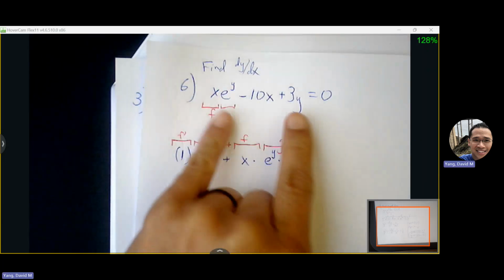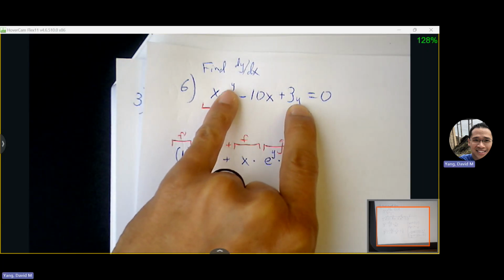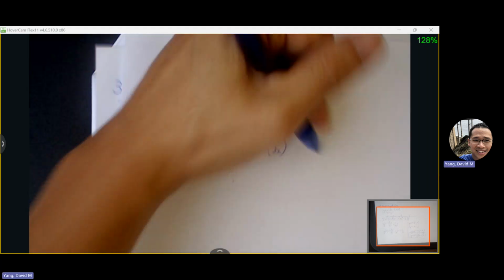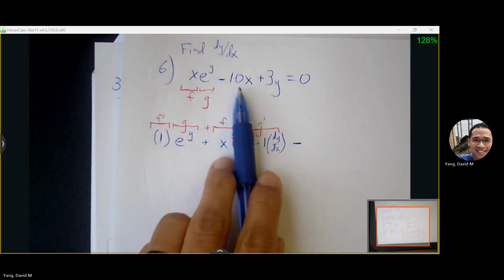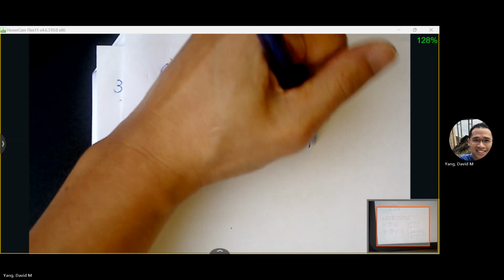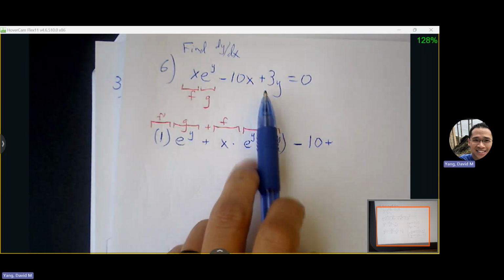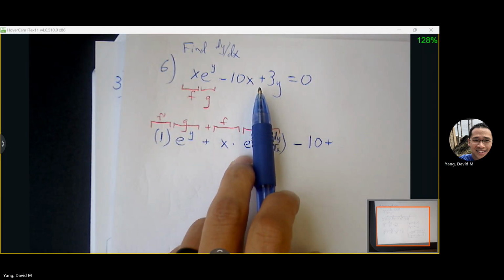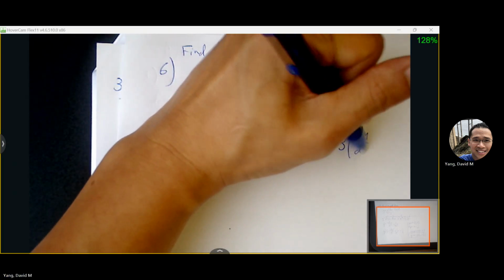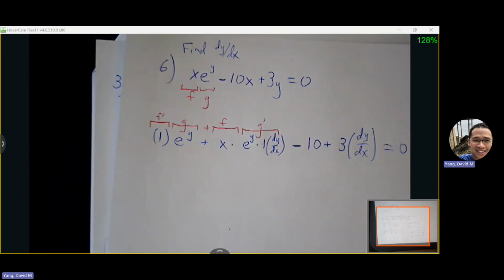Right? And we knew that at the very beginning of the problem, we see two different instances of y's. We should be expecting two dy dx's to show up as part of our derivative process. Right? Minus 10x becomes 10. 3y becomes 3 dy dx. Okay, so we're done with the calculus.